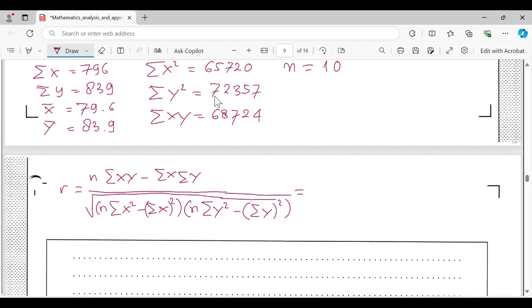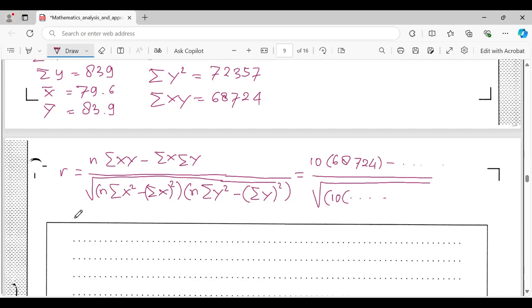Okay, and you can substitute this result into this formula. It's 10 times 68,724 minus, you can substitute this, minus this number, over the square root. You can substitute this, 10 times and so on. You can substitute this number, and if you calculate, you will find the result of correlation coefficient R is 0.901.